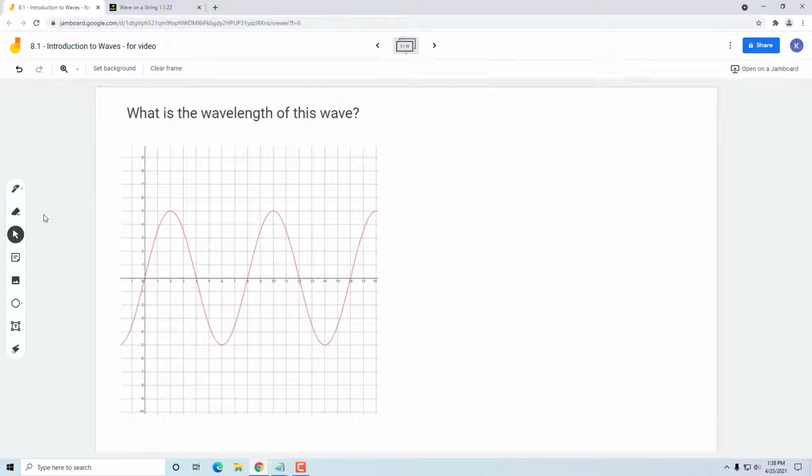What's the wavelength of this wave? The wave goes up, down, and up again. It goes from 0 to 8. So the wavelength is 8. Another way to get the same answer, here the x is 2. Here the x is 10. So that means that this segment has a length of 8. So the wavelength is 8.